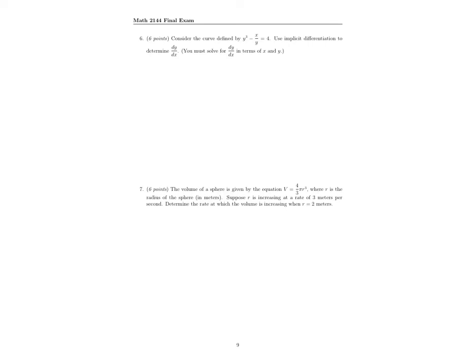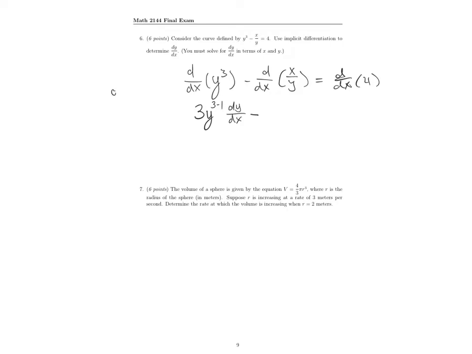So starting with the y cubed term, we take the derivative here, and then we take the derivative of x over y, and the derivative of 4. We're going to get 3 times y to the 3 minus 1 power, dy/dx, like we said a second ago, minus, now we have division here, so because we have division that means quotient rule.